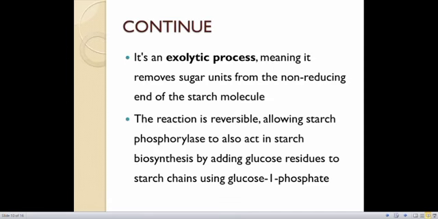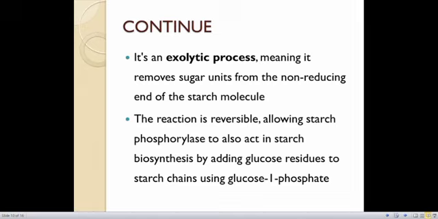Continuing further, it is an exolytic process. Now the question arises here: what is an exolytic process? Okay, it is enzymatic degradation in which complex molecules are broken down and smaller units are replaced by the reagents. Now it is also an exolytic process, meaning it removes sugar unit from non-reducing end of starch molecule.